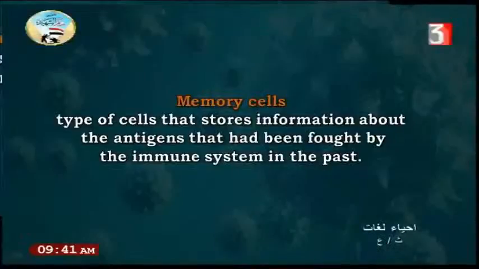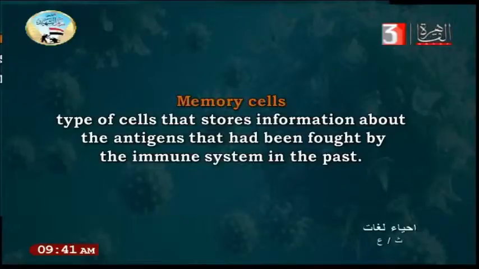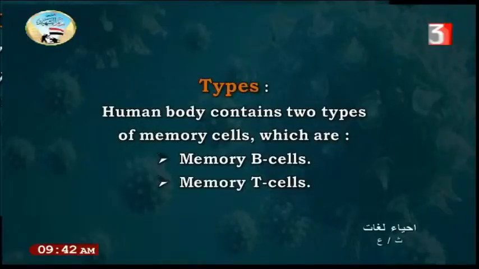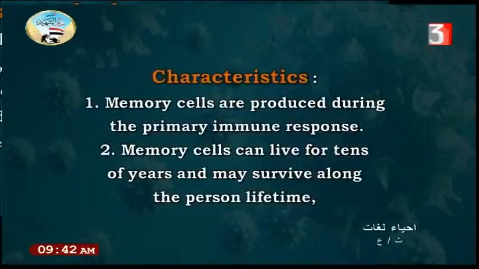What is the memory cell? It is a type of cell that stores information about the antigen that had been fought by the immune system in the past. Types of memory cell: there are two types, memory B cells and memory T cells. What are the characteristics of memory cells? Memory cells are produced during the primary immune response, and they can live for tens of years, meaning 20, 30, and may survive along the person's lifetime.